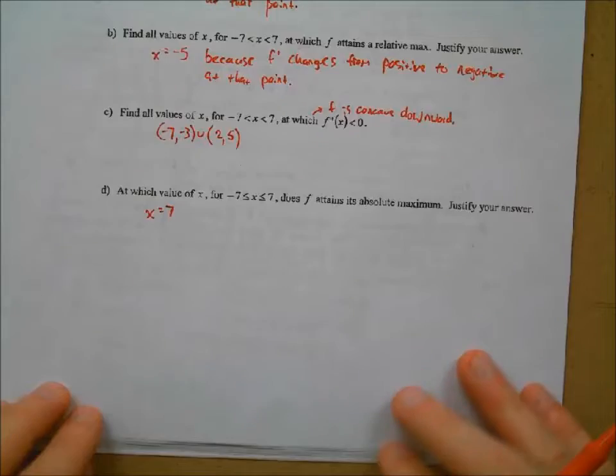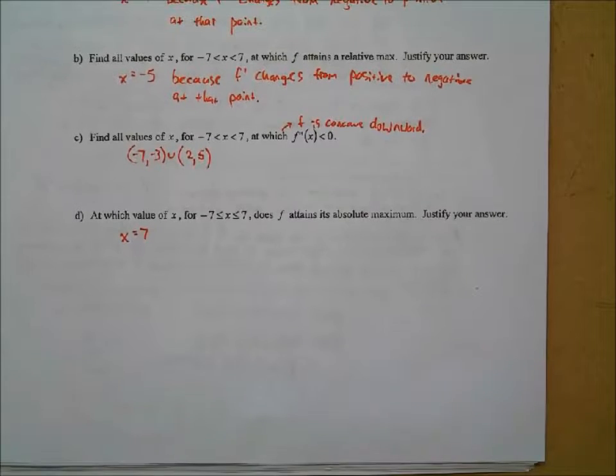Okay? And then finally, letter D: at which value of x for negative 7 less than or equal to x less than or equal to 7 does f attain its absolute maximum? Justify your answer. So Morgan, this was where you had your question. Did you have a different answer that you really thought was right, or you just weren't sure how to go about figuring this one out? Well, I thought you said that, like, to be relative or minimum, but I guess there's a difference between absolute and relative. Exactly. Okay, so that's right.